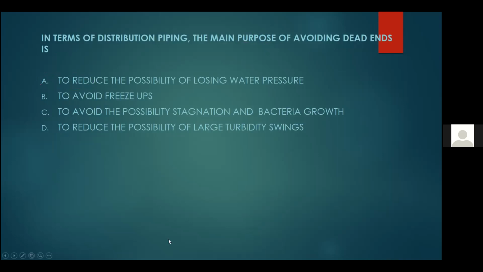Okay, so distribution. What is the main purpose of avoiding the dead end mains? We talked about all the different styles, right? You've got dead ends, you have looping, and you have a grid. Those are the three big ones. So why do we do this? Good answers. You're right, exactly. You don't want stagnation or bacterial growth in your distribution system. Absolutely.